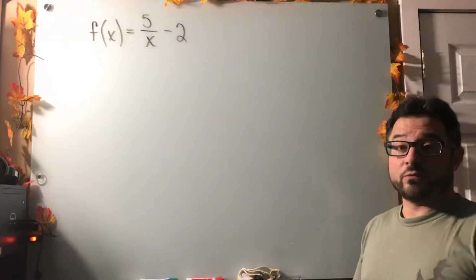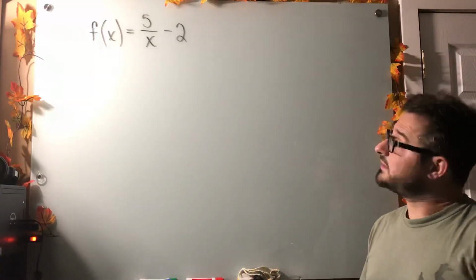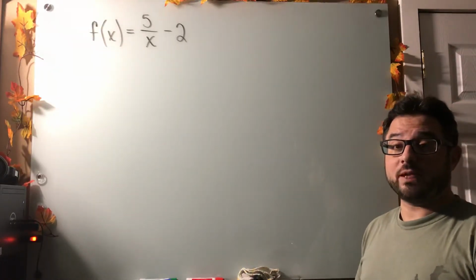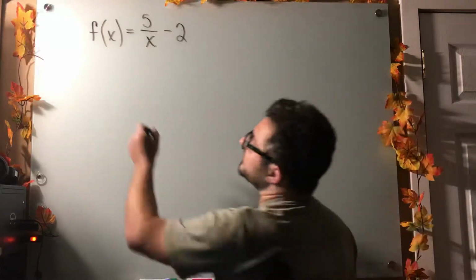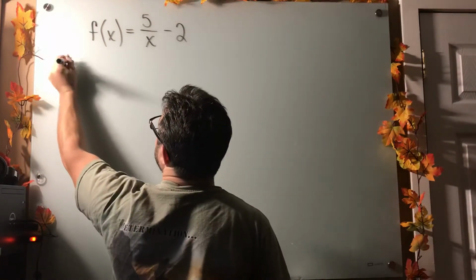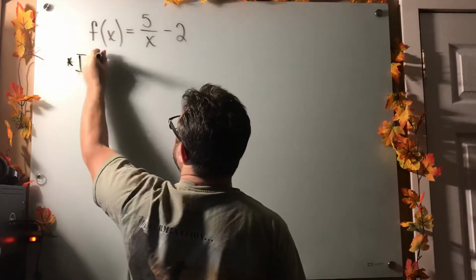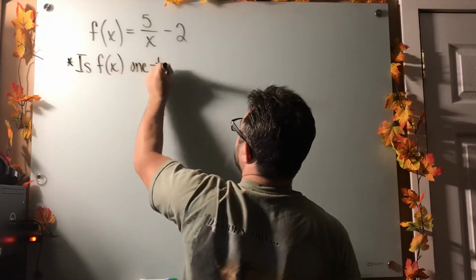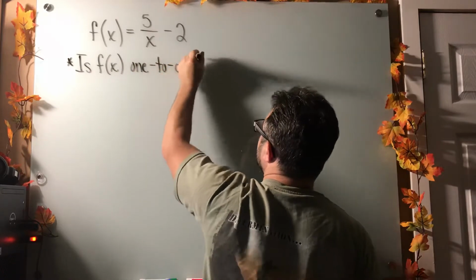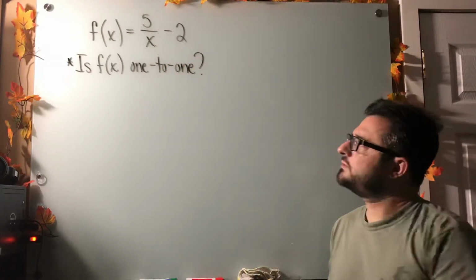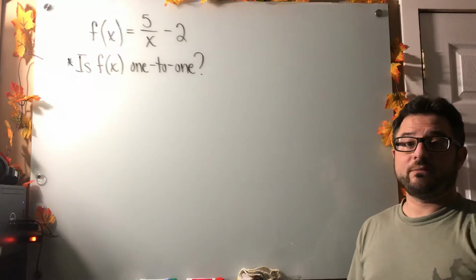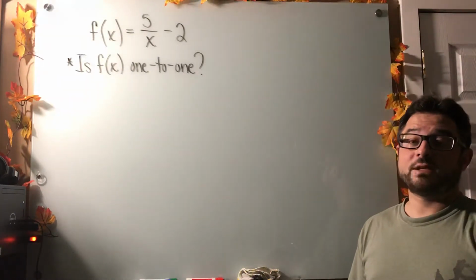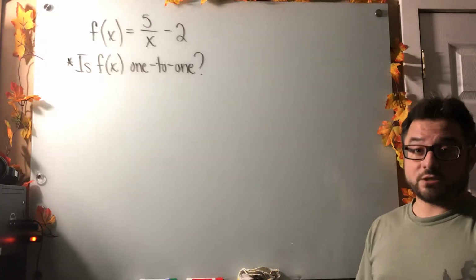Now, first, before we do anything, we need to verify that this function is one-to-one, because if it's not, we will need to restrict the domain. So that's our first question. Well, the best way to do that at this point is to consider its graph. Fortunately for us, this is a transformation of one of our basic functions, specifically the rational function.